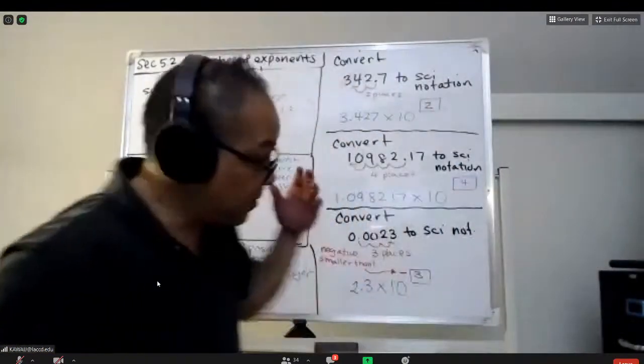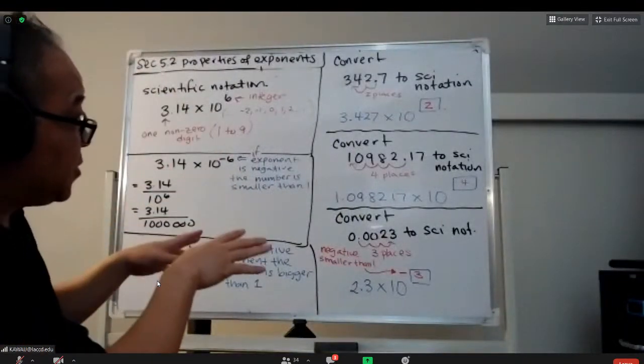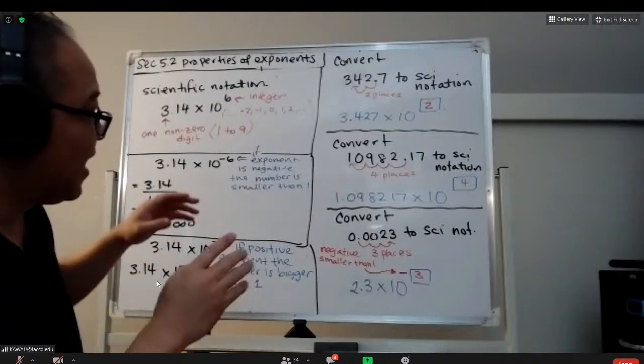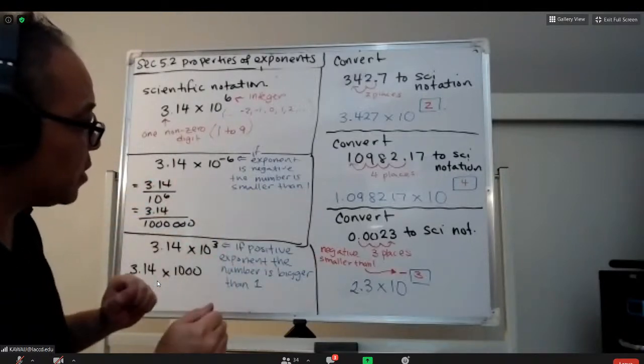Oh, sorry about that. Okay, now let's go the other direction. We're going to go from decimal notation to scientific notation. I'm sorry, from scientific notation to decimal notation. So we're going to go the other direction.